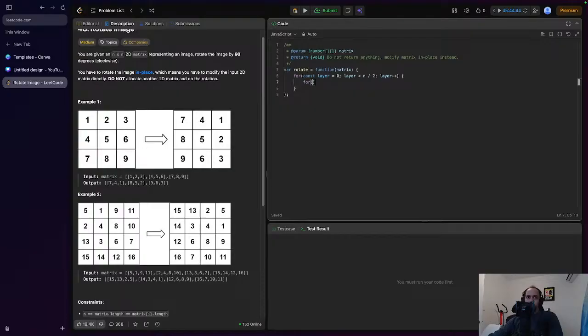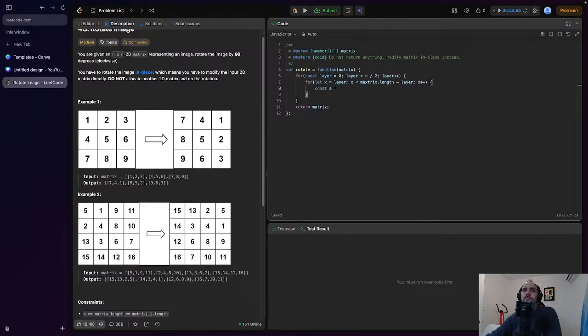And then we have to do for let x equals layer, x is less than matrix dot length. Is it always a square? It has to be a square, right? Yeah, it has to be a square. X plus plus, but we need to subtract layer. And then we'll return matrix here.